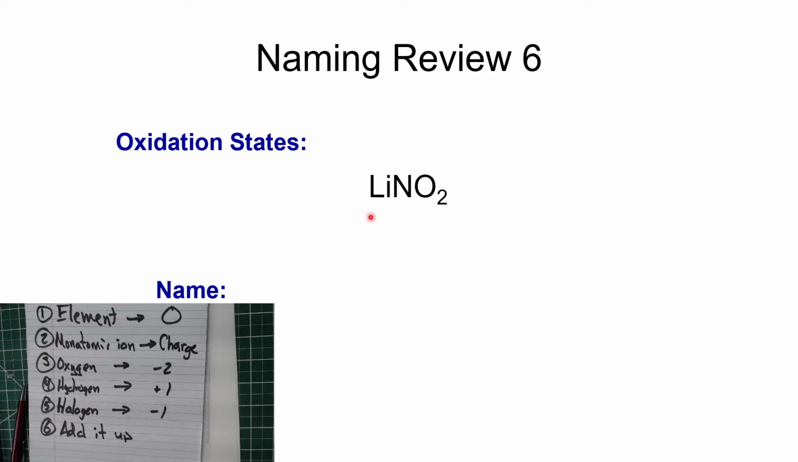All right, this one is lithium nitrite. Hopefully you're able to get that. This is a neutral compound. It is an ionic compound. Because it's a neutral compound, our added up rule is going to give us a total charge of 0. Anytime you have a neutral compound here, then the total charge is equal to 0.